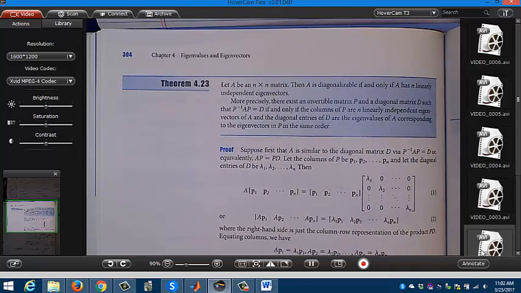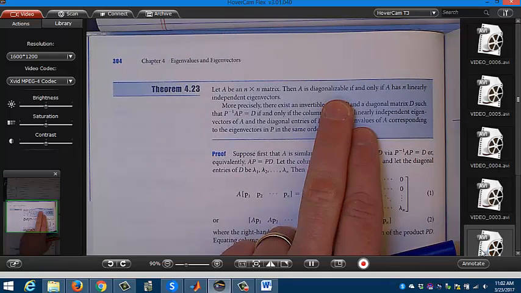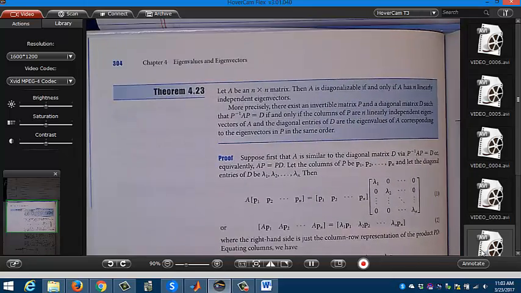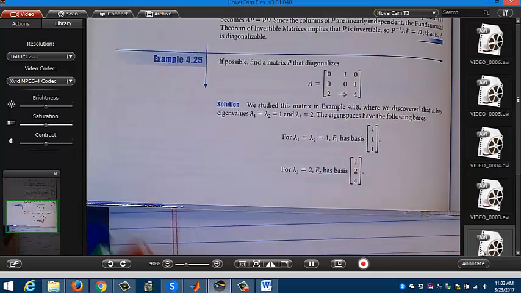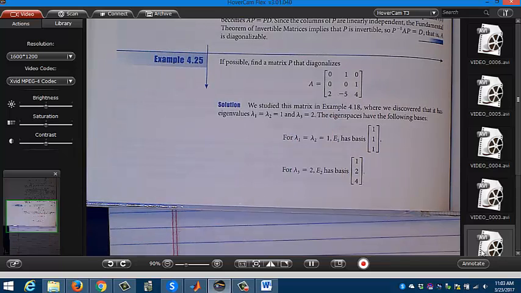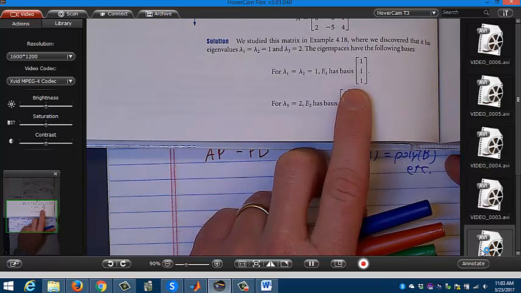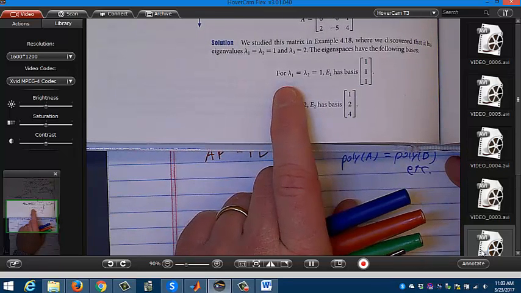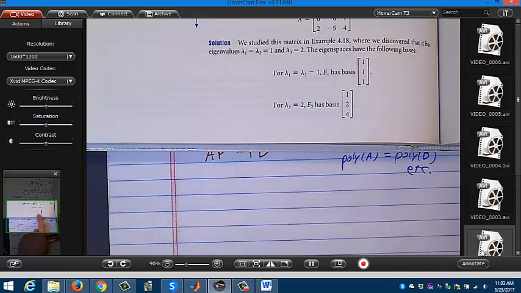But I think what's more important is to understand, for it to be diagonalizable, let's have an example of one that is and one that isn't, all right? And I really like the examples in the book. Here's example 4.25. It's the same as 4.18 from the previous section, the same matrix. And in that section, we figured out the basis for the eigenspaces. Now, what do we know about this? The characteristic polynomial of matrix A, do you know what it was?